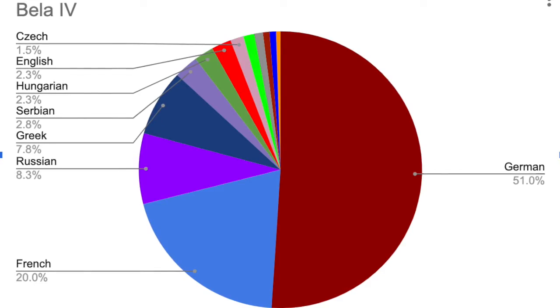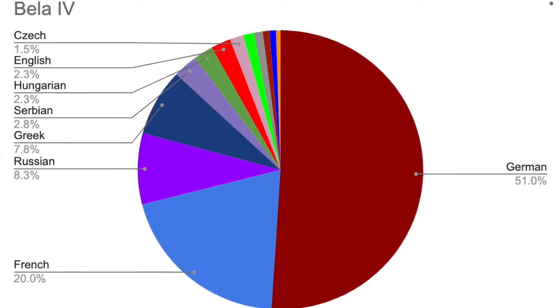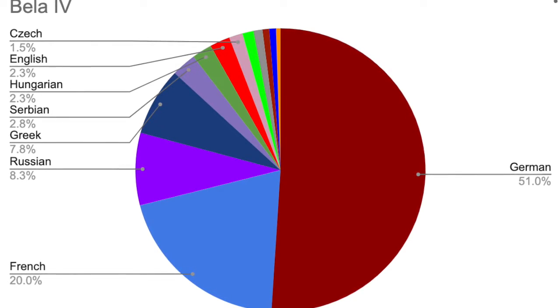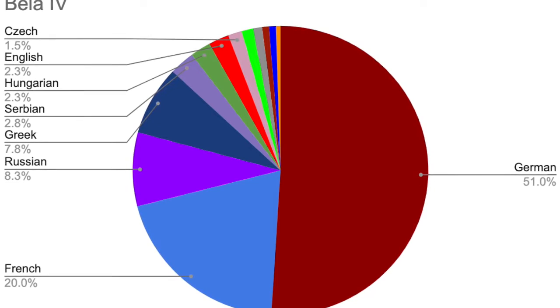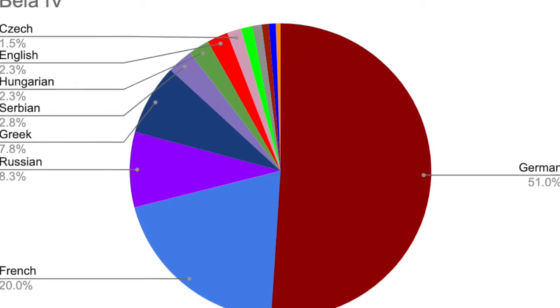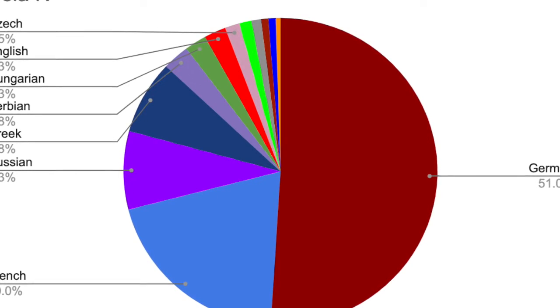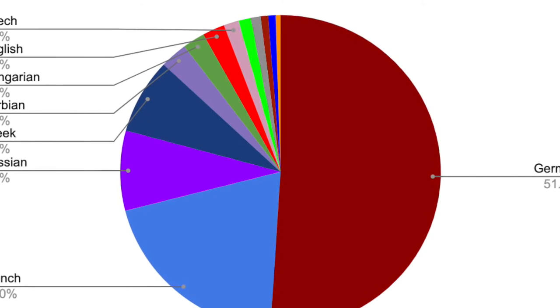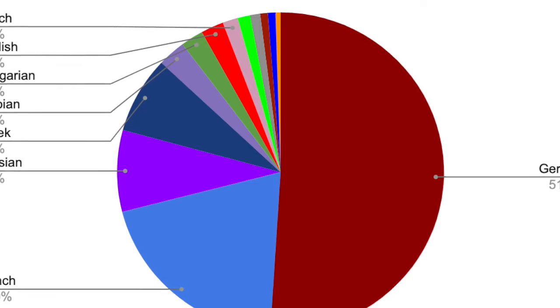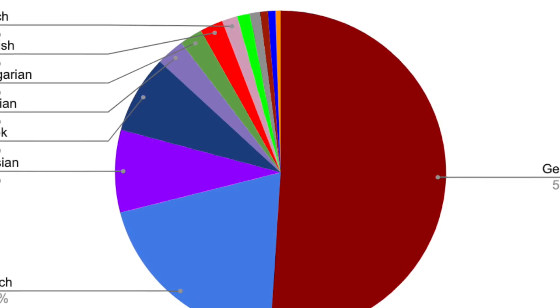He was half German, interestingly enough, a fifth French, 8% Russian, 8% Greek, 3% Serbian, and only 2.5% Hungarian, although he was also 2.5% English, 1.5% Czech and Italian, 1% Sorb, 0.75% Danish and Swedish, and 0.5% Dutch.